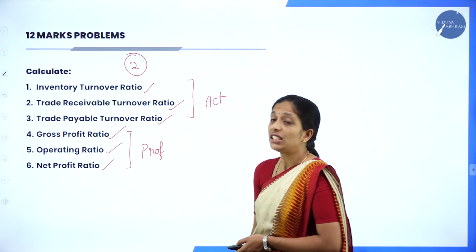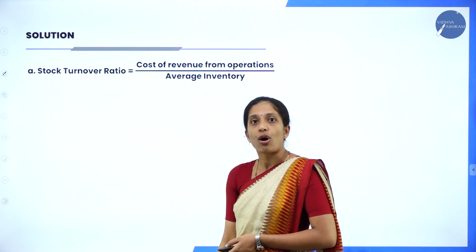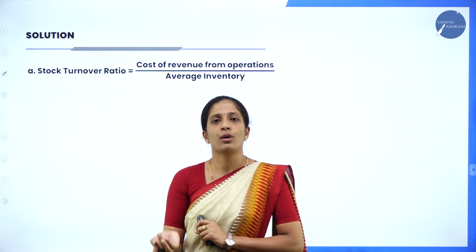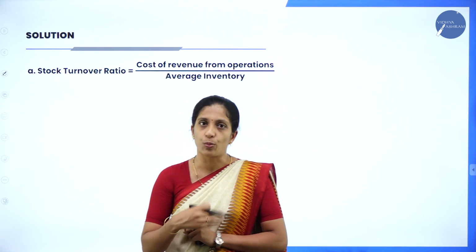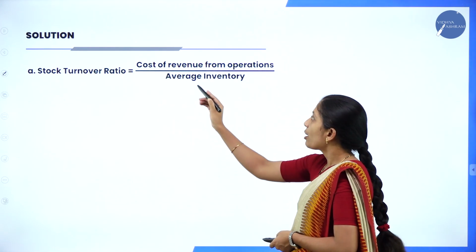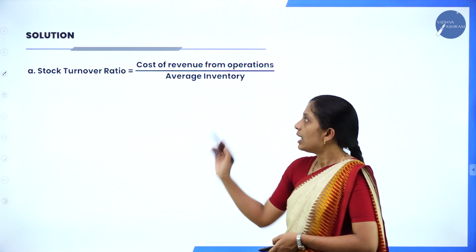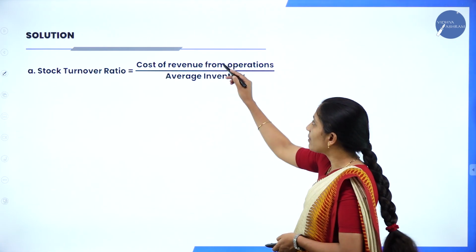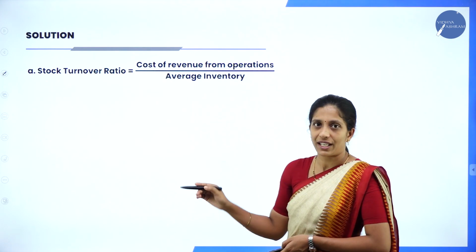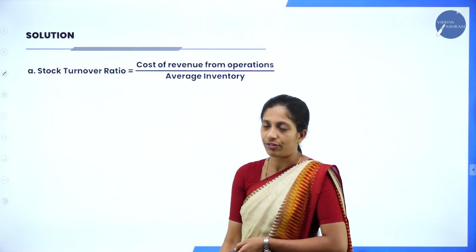So we shall begin with the inventory turnover ratio, or it is also called the stock turnover ratio. Stock turnover ratio as well as inventory turnover ratio are one and the same. Your formula is cost of revenue from operations divided by average inventory. Now, let us see whether they have given us cost of revenue from operations as well as average inventory directly. If not, we have to calculate and find out.